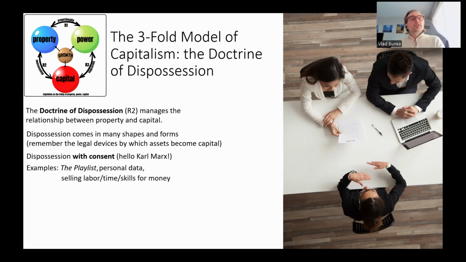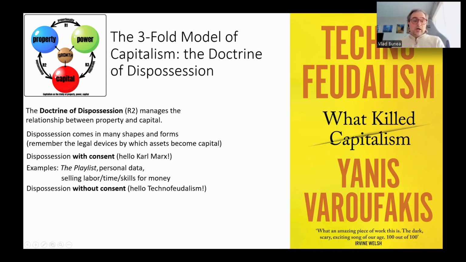More tangible is how we sell labor and time and skills for money. When we apply for jobs, we consent to give away our time and skills to an employer who will use them to make a profit. This is a transaction. This is a contract that assumes consent. But in the end, and you don't need to be a Marxist to understand this, it is a form of dispossession because we are the effective owners of our brains, our skills, our time, and we have to give it away in this apparent consensual transaction to an employer. Now we move to dispossession without consent because this is also happening.